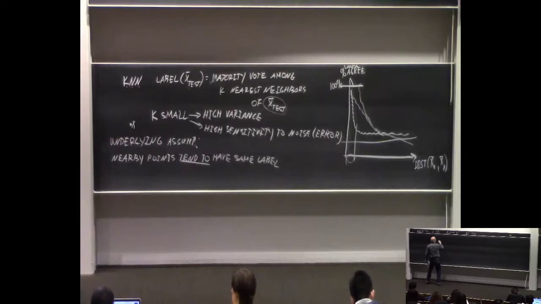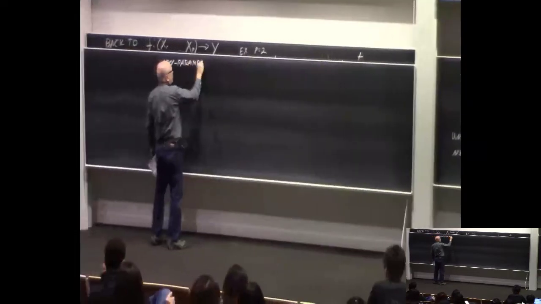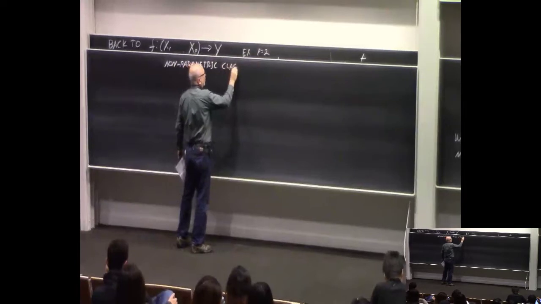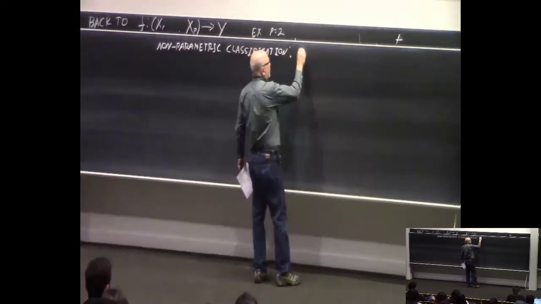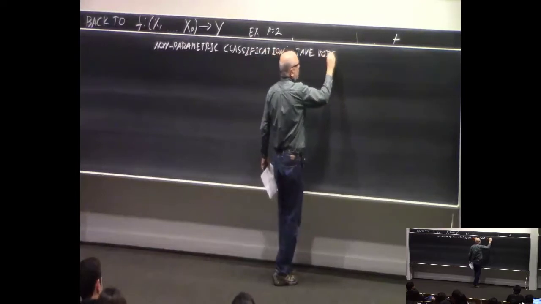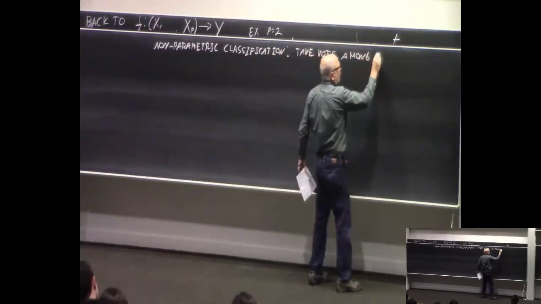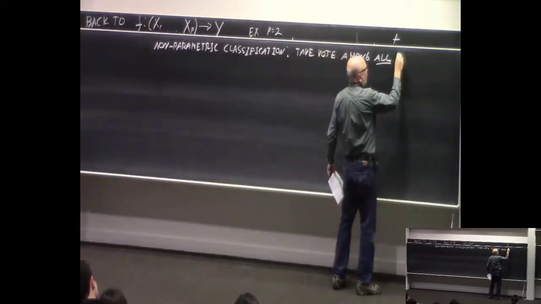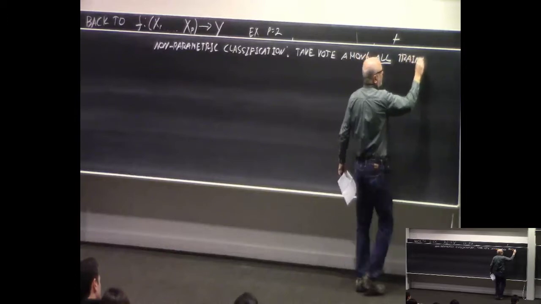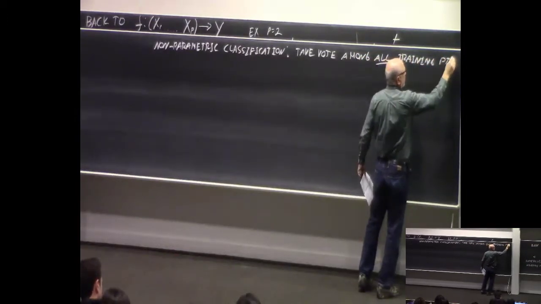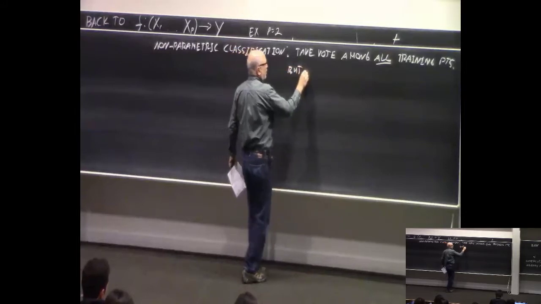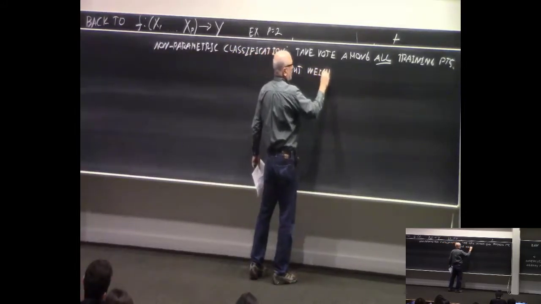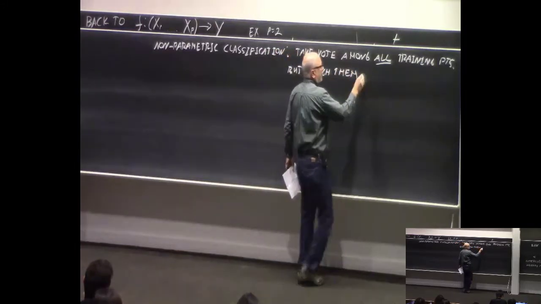So the classification, call it non-parametric classification, is: take a vote among all data points, all training examples, but weigh them differently based on distance.